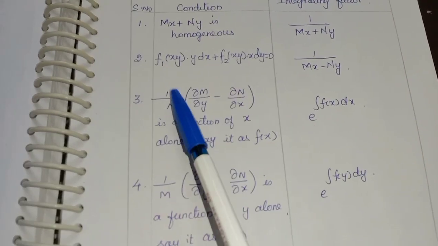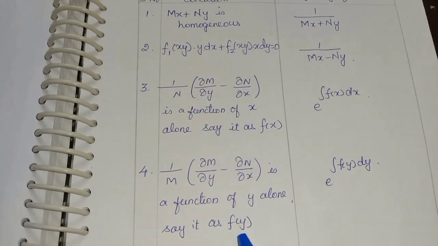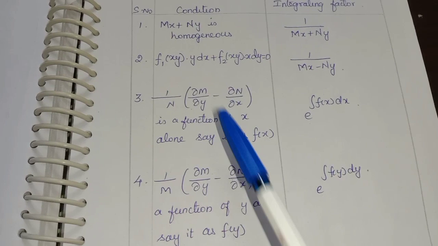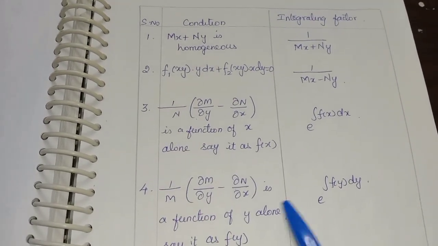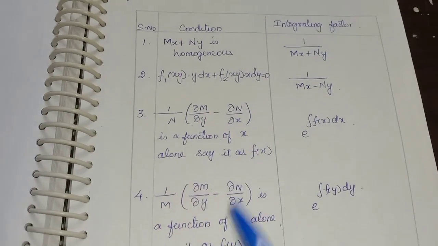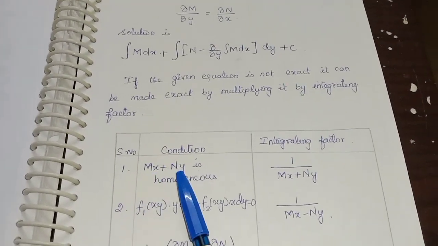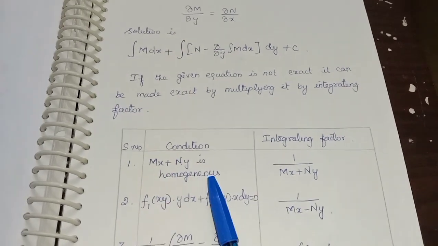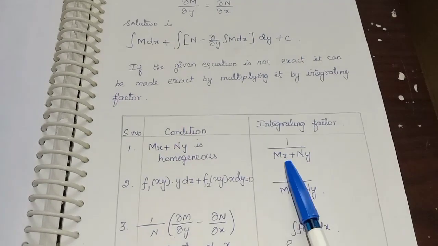This type means what? If you divide it by n, pure function of x. If divided by m, pure function of y. In that case, you can identify whether it belongs to these two conditions and you can write the integrating factor. If these conditions also fail, then go to the last one. Find Mx plus Ny. You check whether it is a homogeneous function. In that case, 1 by (Mx plus Ny) is the integrating factor.